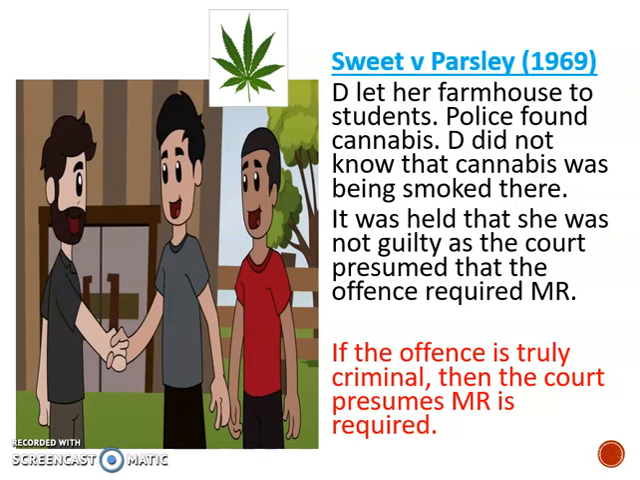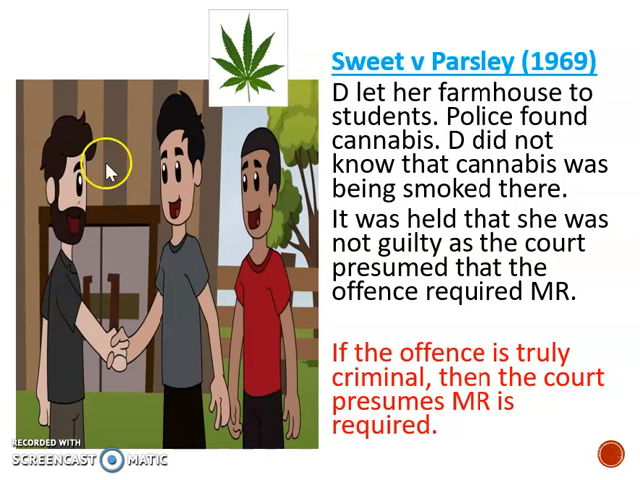Sweet v Parsley. And our defendant was a teacher who foolishly let out her farmhouse to students. And police found cannabis there that the students were smoking. And the defendant had no idea that these students were doing that. And she was charged with being concerned with the management of premises that were being used for the purposes of smoking cannabis resin. That was the offence from an Act. But the Act didn't say whether it was strict liability or not, didn't say whether mens rea was required.